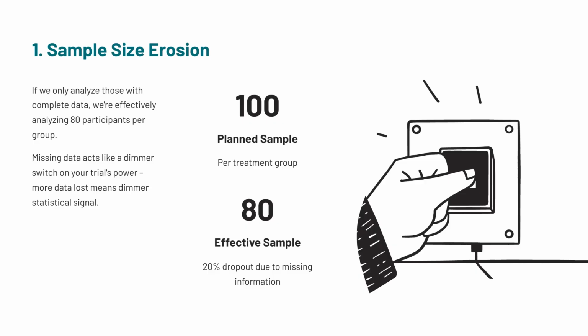Think of missing data like a dimmer switch on your trial's power. More missing data means a dimmer statistical signal.